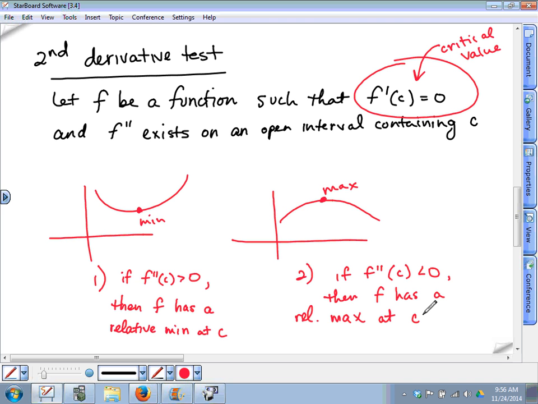There are some cases where the second derivative test fails because the value of C happens to be a number that's undefined, and if it is undefined, you couldn't plug it into the second derivative. Does that make sense? So then you'd have to revert back to the first derivative test to find the extrema.